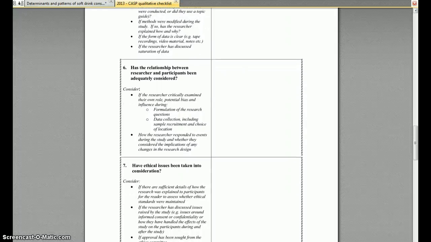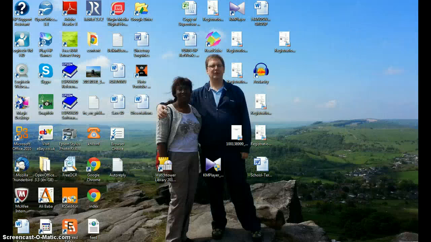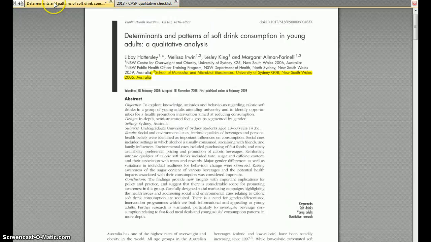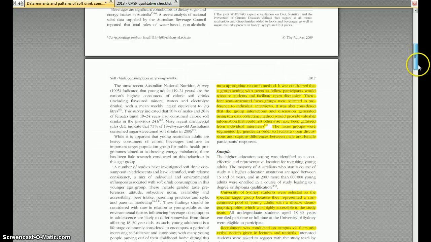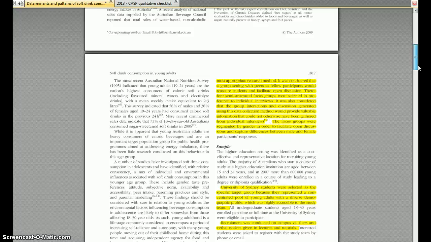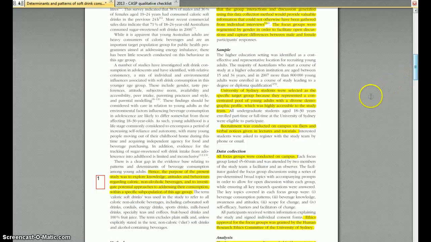With regard to the next question, question 7, have ethical issues been taken into consideration? We do know that the study did achieve ethical approval, but bear in mind that that is a signal of intent. It doesn't necessarily mean that the study was conducted ethically. We can see here that it says ethics approval was granted by the University of Sydney Ethics group, and there is a mention towards the end of the fact of using the University of Sydney students as a way of conducting the study ethically.